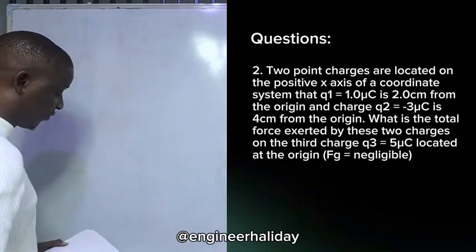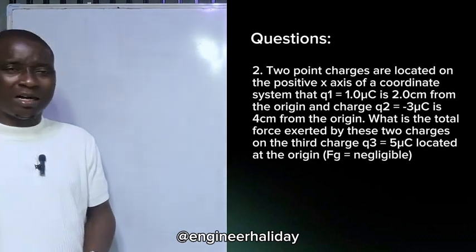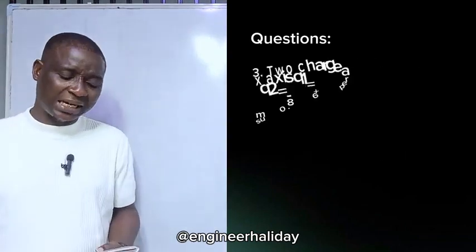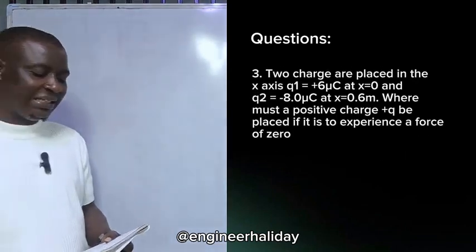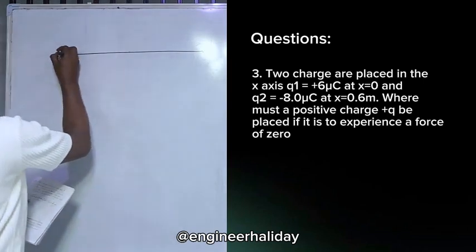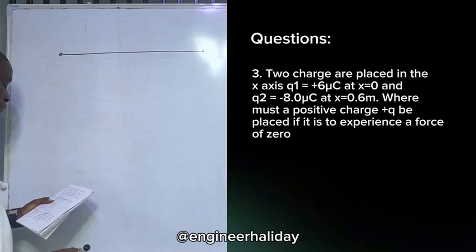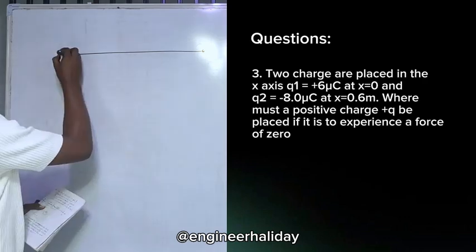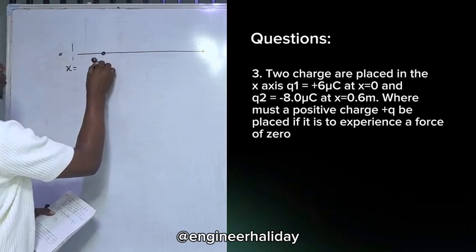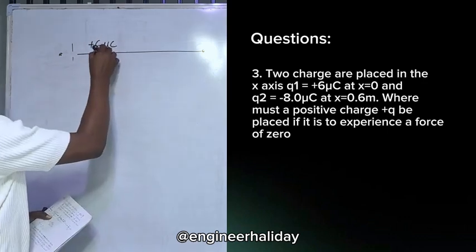Now, let's go to the last question. This one is a little bit different from others, although the concept is the same. It said two charges are placed on the x-axis. Let's go ahead. This is the x-axis. Q1 is equal to plus 6 microcoulombs at x equal to 0. Let me take here to be 0, x equal to 0. Plus 6 microcoulombs is placed there. Then another one.